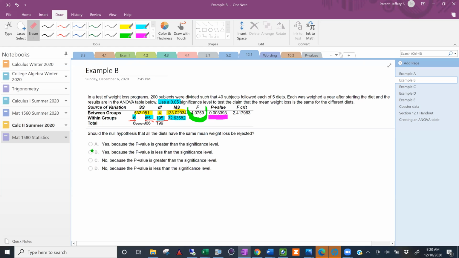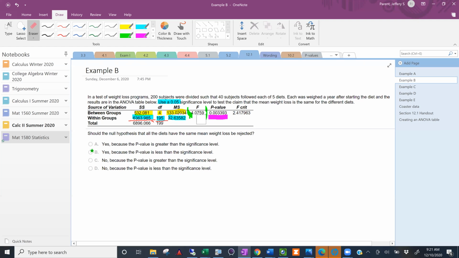For this top one, you're going to take the 532 divided by 4. That'll give you this, the 133. For the bottom one here, the sum of squares for error, or sum of squares within groups, take this number divided by 195, and that gives you this. It's the ratio of these two that give you your F statistic.